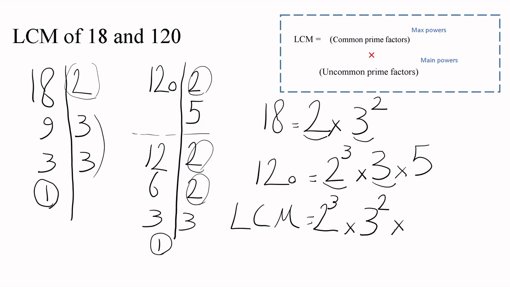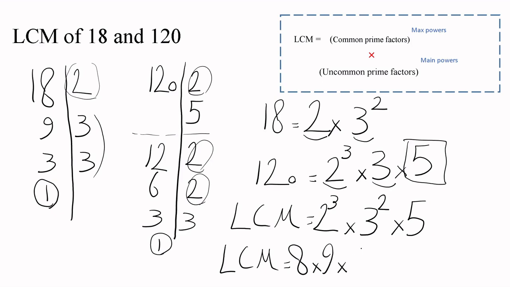And multiply by the uncommon prime factor. Do I have any uncommon prime factor? Yes, this 5. So I must multiply by 5 with its main power. The power of 5 here is 1. So LCM will be equal to 8 times 9 times 5, which is 360. And this is the LCM of 18 and 120.